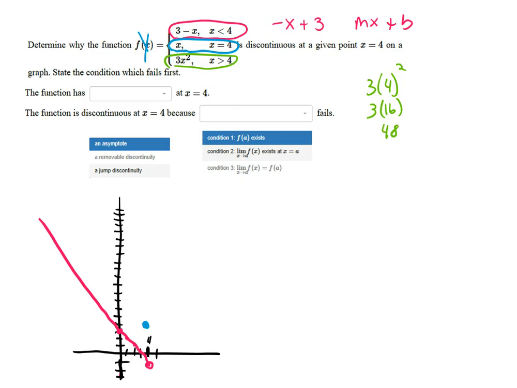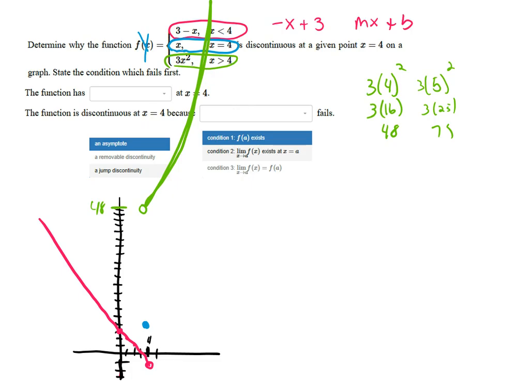My graph here only went up to 20. So let's pretend that right here is 48. So now you have at x is 4, you have an open circle there. And then if x is 5, that's 3 times 25, that's 75. That is way up here somewhere. So yeah, that's our function.